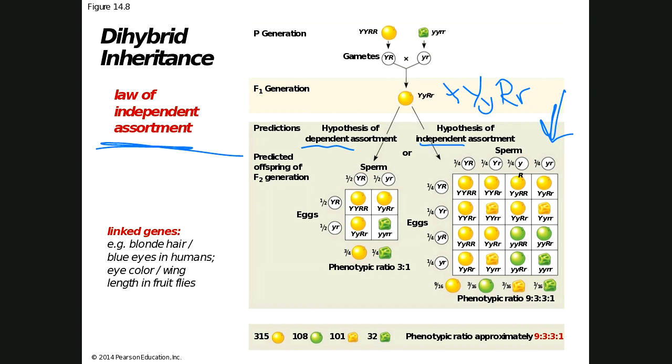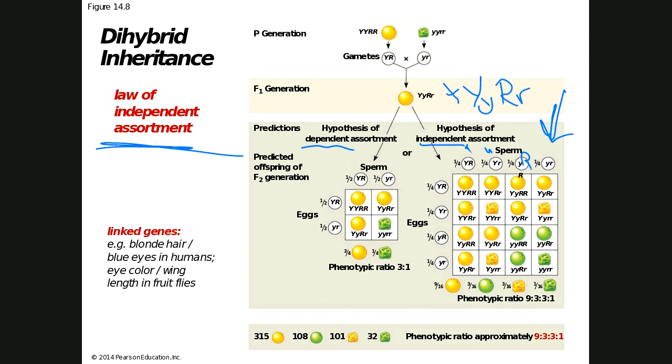Independent assortment says that these alleles, the big Y and the little y, and the big R and the little r, each of those has an equal probability of being in a gamete with the other one. So the big Y has just as much probability of being in a gamete with the big R as the big Y and the little r, which has just as much probability as the little y and the big R. And those all have the same probability of having the little y and the little r.